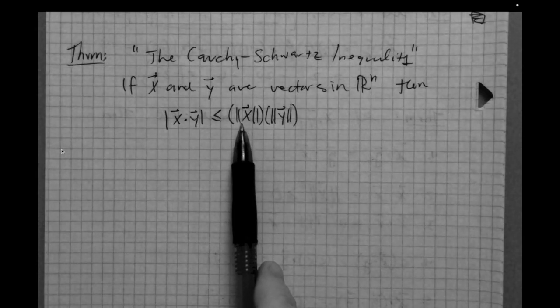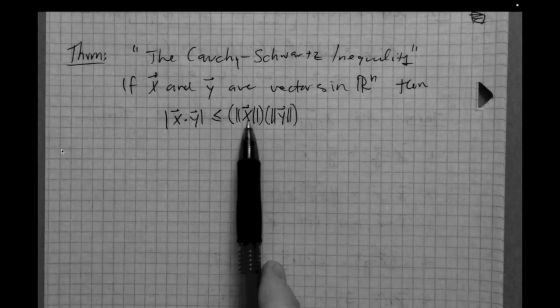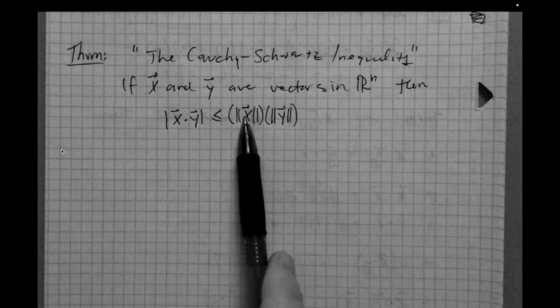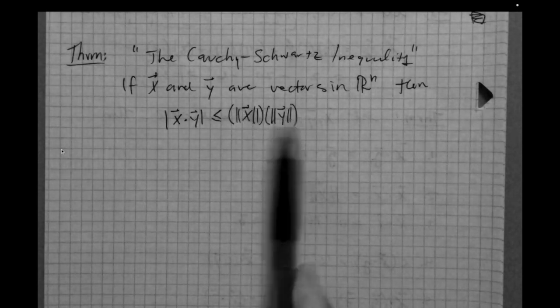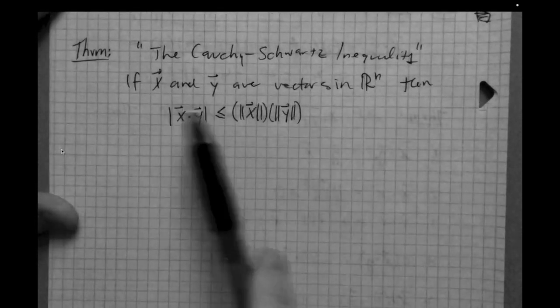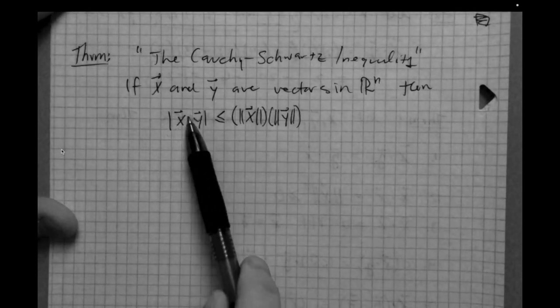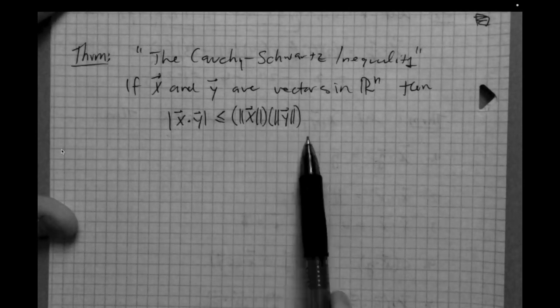So this is x1 squared plus x2 squared plus dot dot dot plus xn squared. Take the square root of it. That's the norm of x. Same thing for y. Identify the two norms, multiply them together, and the Cauchy-Schwarz inequality says that in all cases, the absolute value of the dot product is less than or equal to the product of the norms.